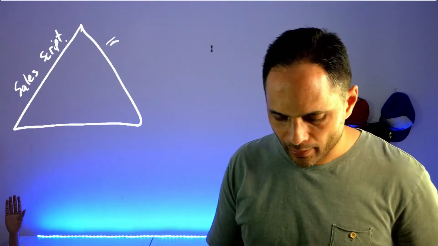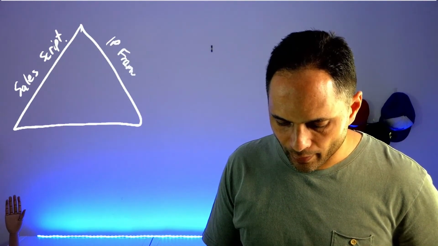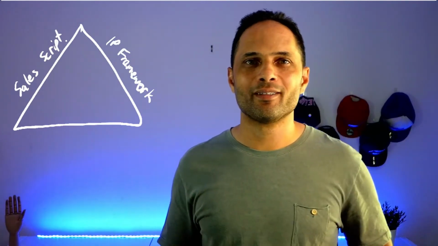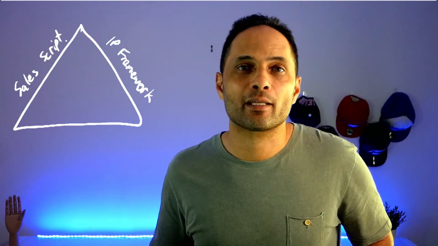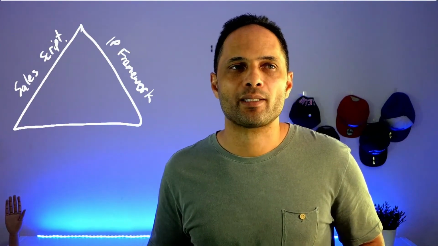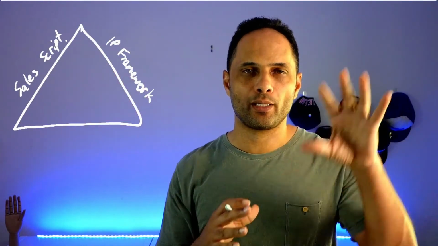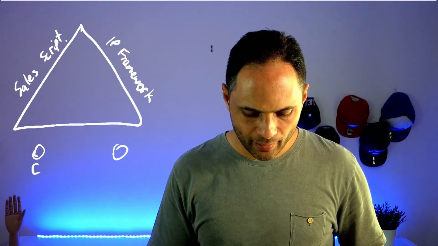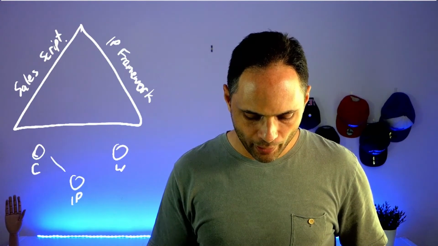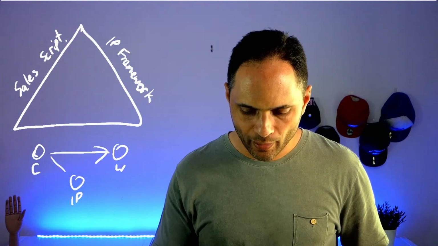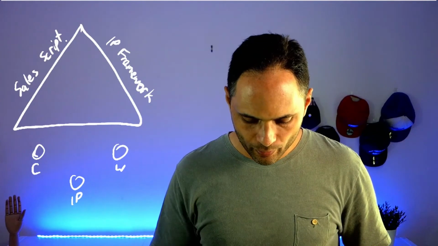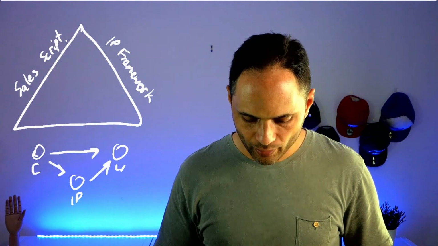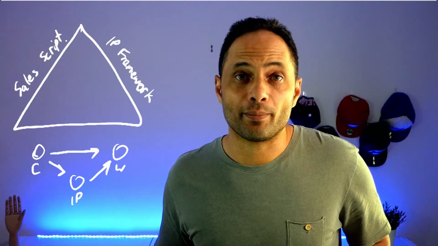The second thing you need is an IP framework, and this is a weird kind of acronym, IP, but it means intellectual property framework. And what it does is it sits in the middle between the client and the website. So typically you have the client here, you have the website here, and what you do is you put your IP framework here. So people will typically try to sell the client a website directly. What I do is I sell a framework, and the framework actually sells the website.